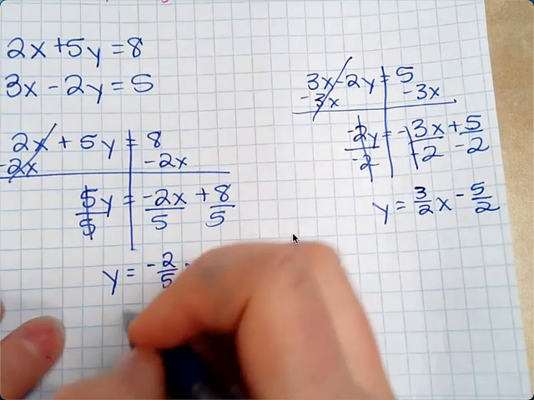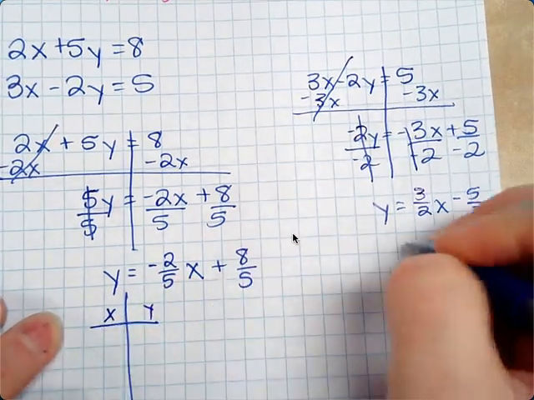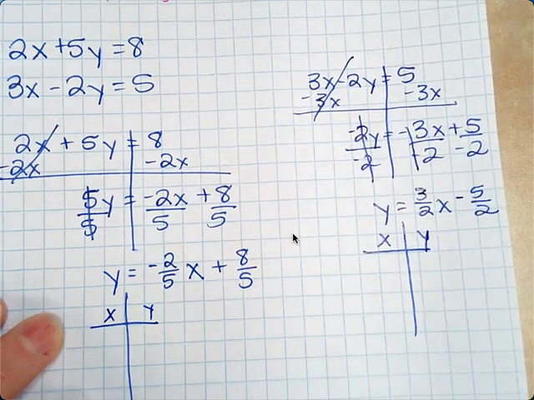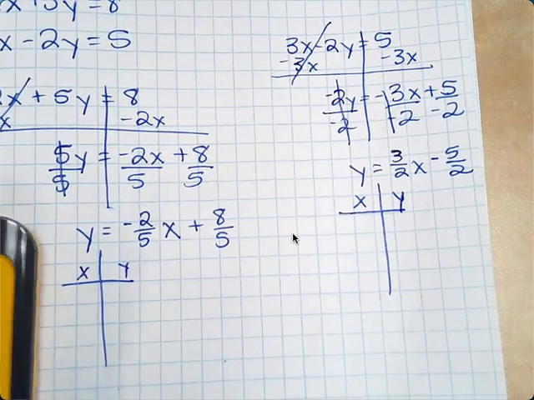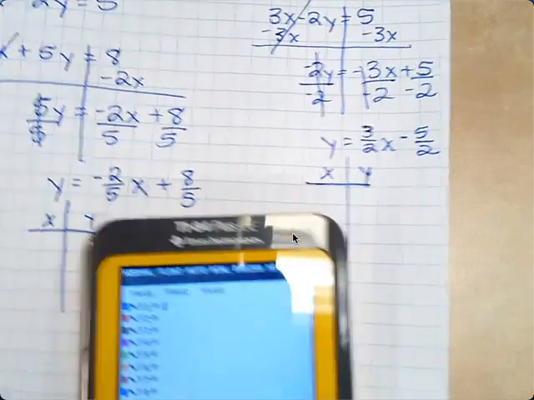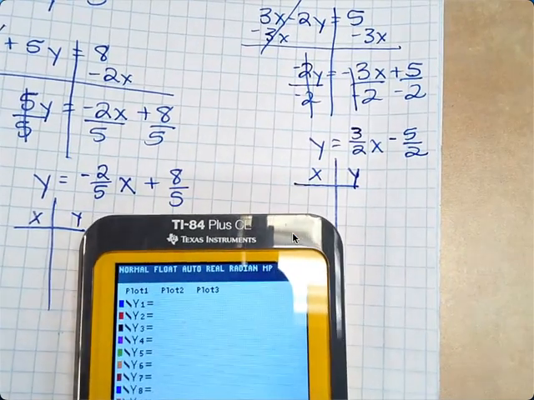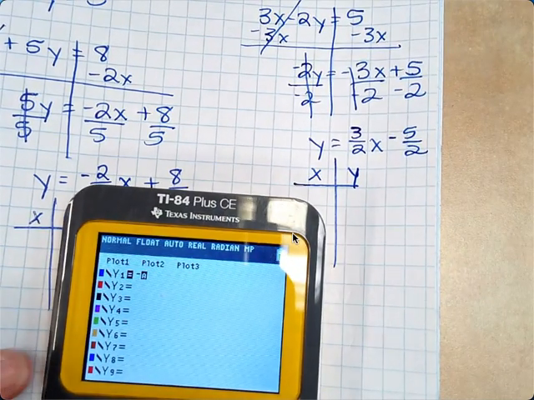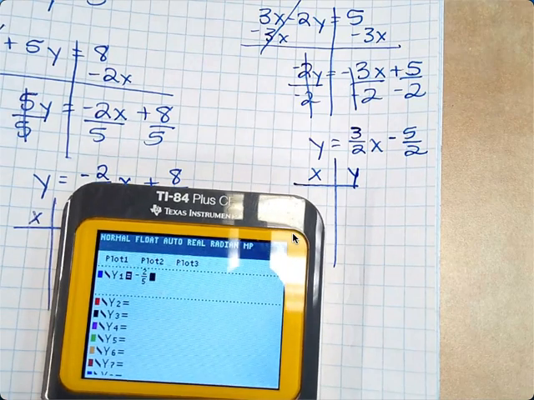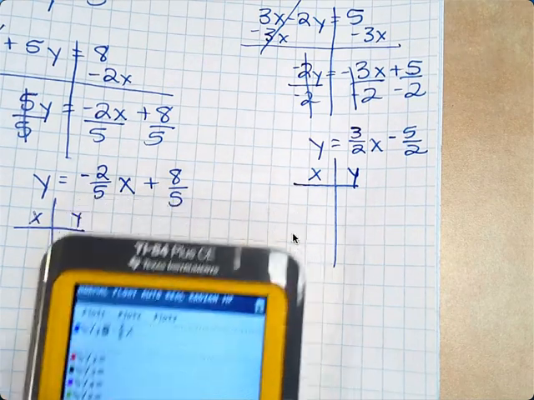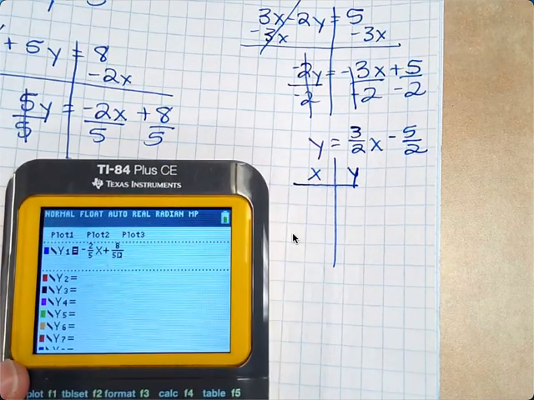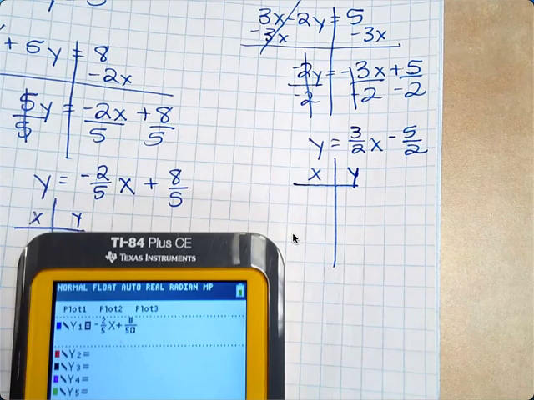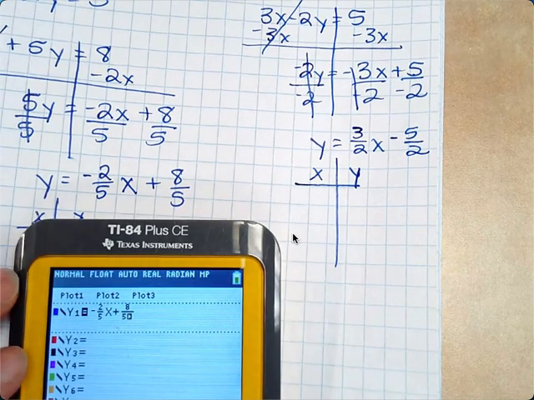So what we can do is create a table of values. We just need 2 points in order to graph, right? So let's go to y equals and put in one equation at a time, so we can find just 2 points. That's all we need. Then we can graph it. So negative 2/5 x plus 8 over 5. We're not finding the intersection point yet. We're just finding 2 points so we can actually graph it.